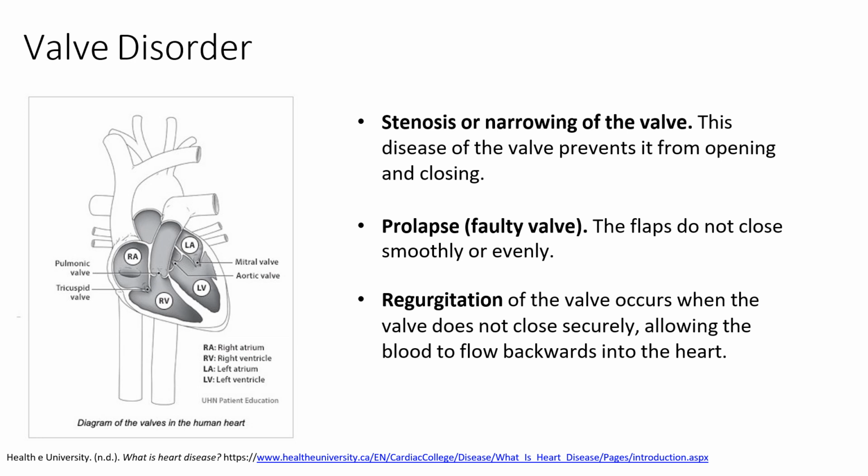And then finally, we have regurgitation of the valve, which occurs when the valve doesn't close securely, right? So it's not properly closed, which allows the blood to flow backwards and forwards into the heart. That's not appropriate because we don't want oxygenated blood to go backwards and mix with the unoxygenated blood. It just is not the way that the cardiovascular system is set up to work.